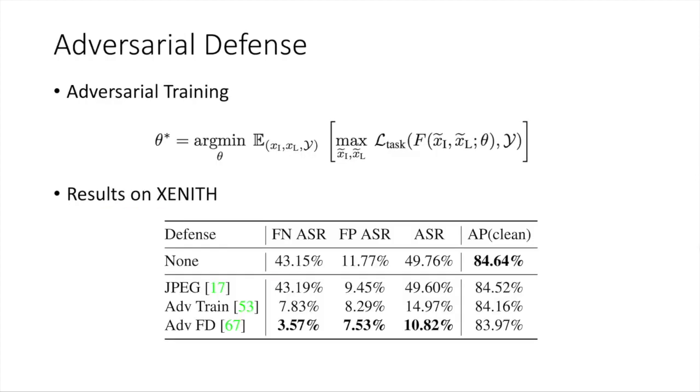Finally, we apply several defense methods. Overall, we are successful in defending against almost all false negative examples. However, we find that adversarial defenses still struggle to defend against false positives. We provide more analysis on this finding as well as insights for future work in our paper. Thanks for watching.